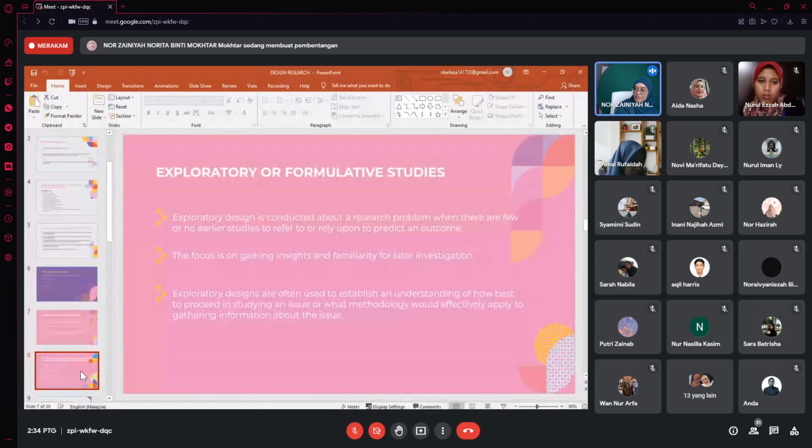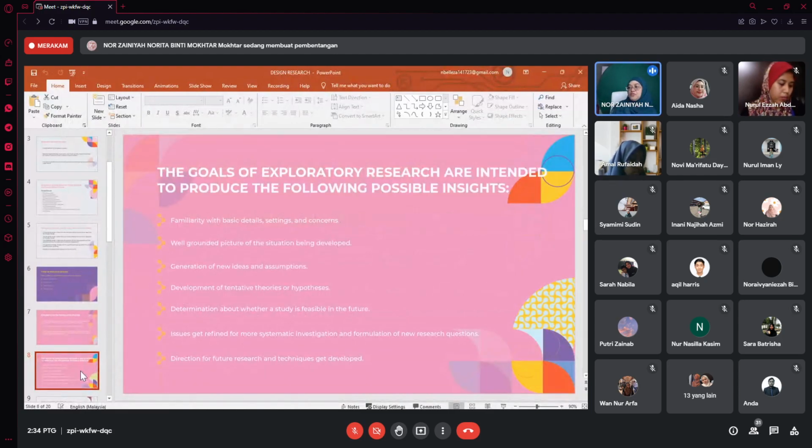So that's exploratory. And then what would be the goal? Basically, it's just to get yourself familiarized with it. It's a grounded picture of how the situation is being developed, meaning you actually experience that with your participants, with your sample. Sample will be like your participants, the people that you're testing your approach with. So you've got that experience, you see it happening in front of you, and then you can say, okay, this works. How does it work? And then you're going to have to explain.